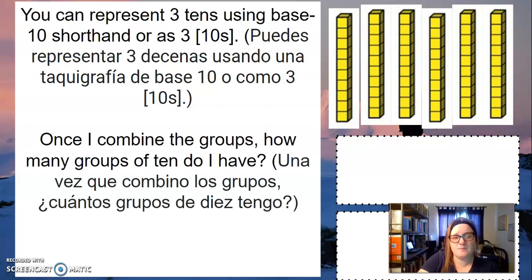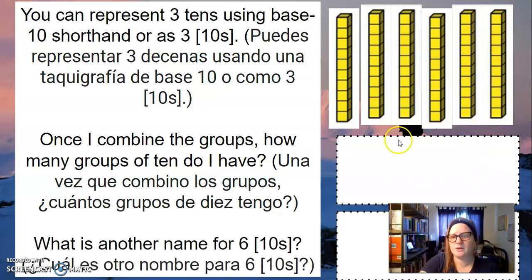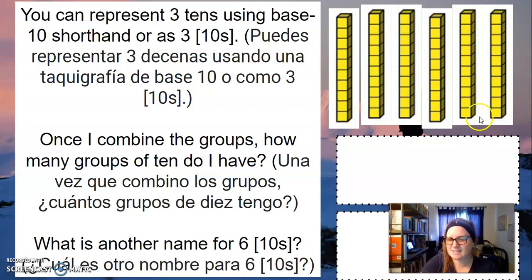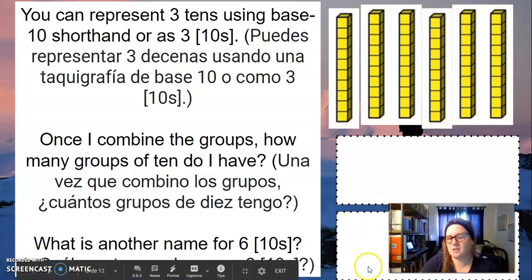Once I combine the groups, how many groups of 10 do I have? So how many 10 sticks do I have up here now that I've combined those two groups? And put your answer in this box. What is another name for 6 tens? So if I have 10 and 10 and 10 and 10 and 10 and 10, 6 times, that basically means 6 times 10, which is 6 groups of 10. And so 6 times 10 would be what? And you're going to put that right here.